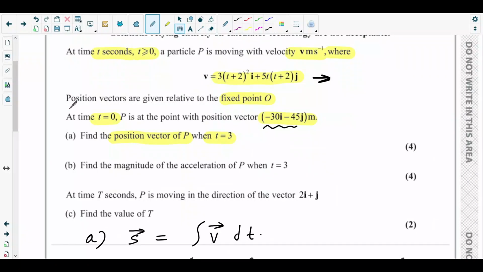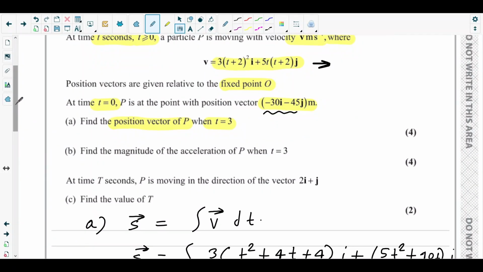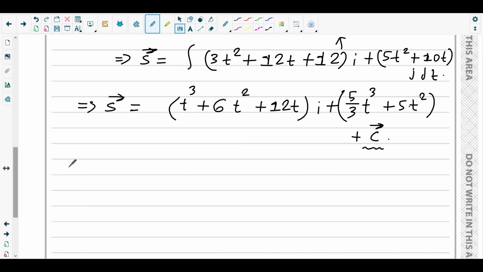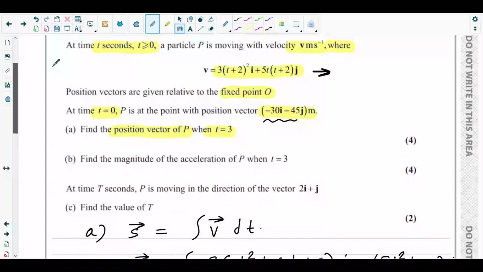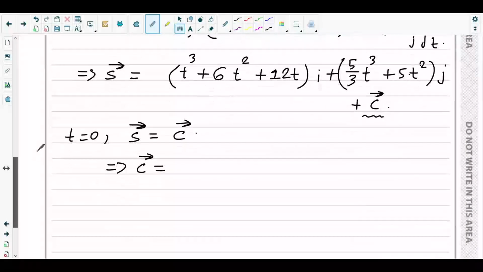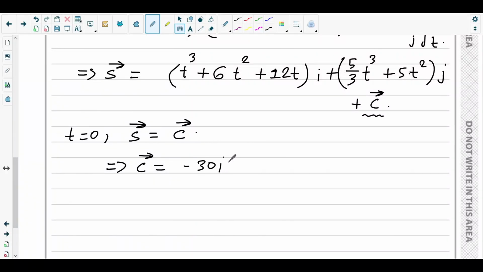When t was 0, the given position vector is negative 30i plus 45j. So we will consider t equals 0. When t equals 0, the position vector becomes 0i plus 0j, right? All the i and j components become 0, so s equals the constant vector c. So c is basically the given position vector, that is negative 30i, negative 45j.